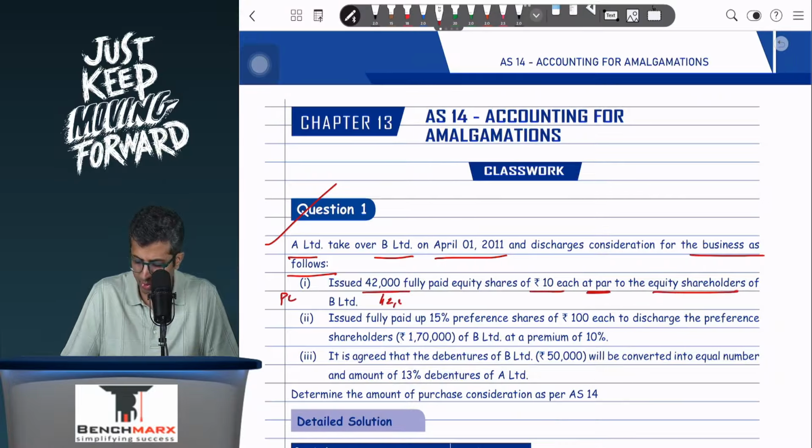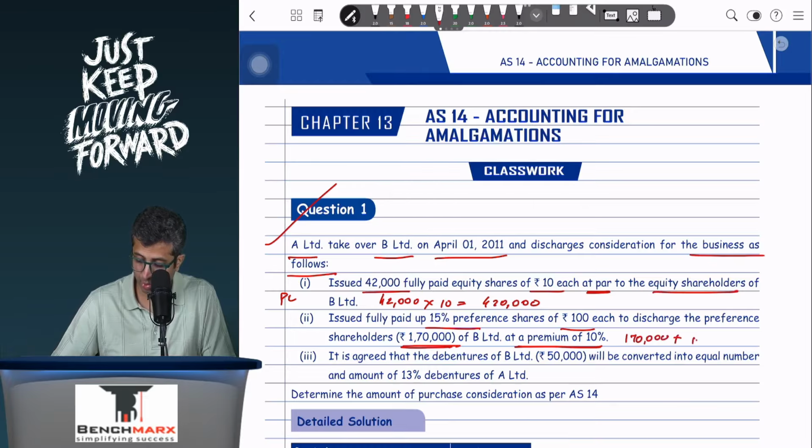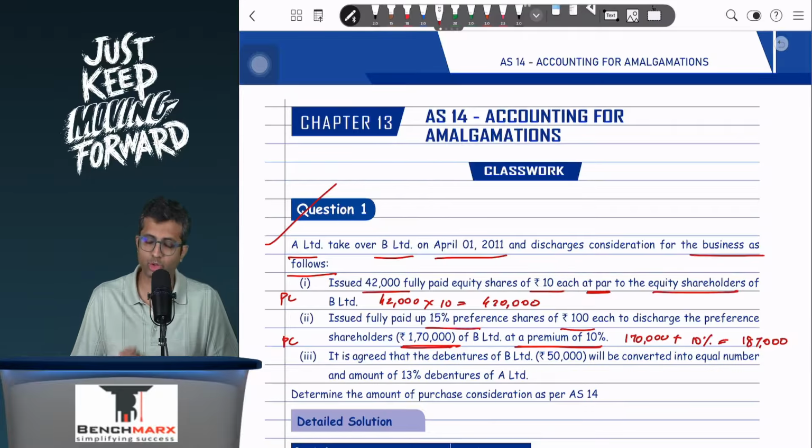So this is 42,000 into 10, and hence this is 4,20,000. Further issued fully paid 15% preference shares of rupees 100 each to discharge the preference shares 1,70,000 at a premium of 10%. So for 1,70,000 worth of preference shares, we are issuing 1,70,000 plus 10%. Can I say 1,87,000 worth of new preference shares will be issued? This will also be a part of PC because any payment made to shareholders, equity or preference, will be a part of PC.